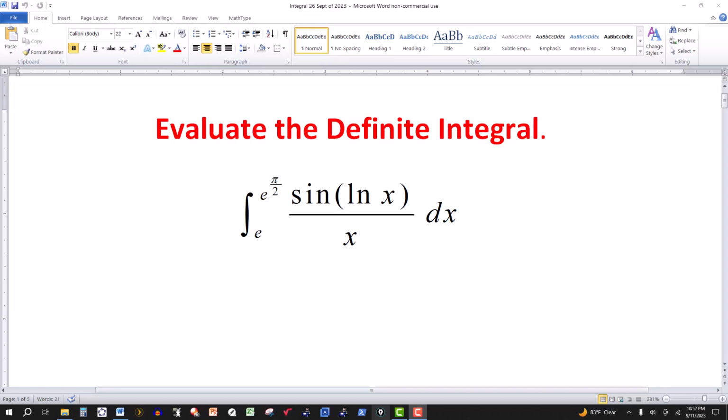In this video, we're going to evaluate a definite integral with limits of integration. The lower limit is e, the upper limit is e to the pi over 2, and the integrand is the sine of natural log of x over x.